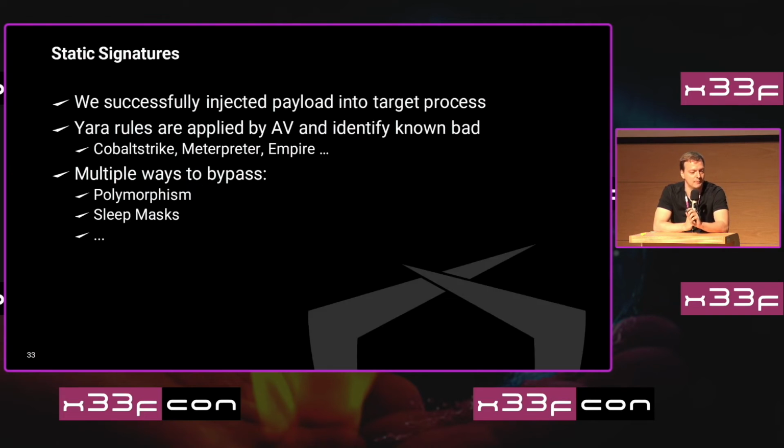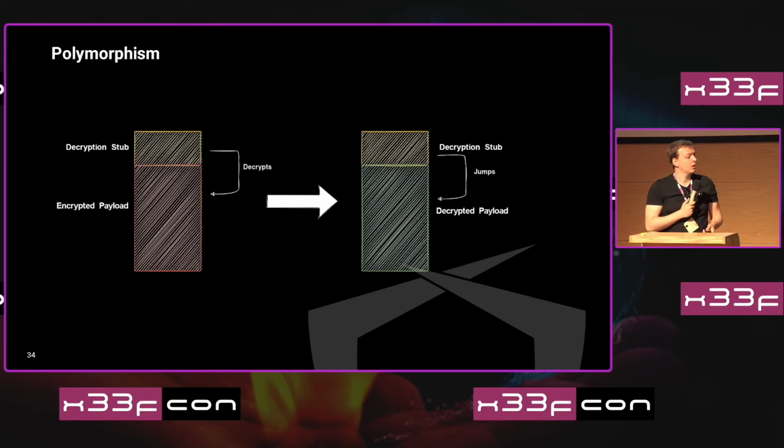Okay, once again, we successfully injected our payload into the target process, and obviously now YARA rules are applied by security products in order to identify if it is something they already know. And there are multiple ways to bypass this. Some are better than others, but let us take a look at this. The first concept is called polymorphism. It's a very old concept. What you're doing is basically you encrypt your payload and you glue it together with a decryption stub. The decryption stub decrypts the payload and then actually executes it.